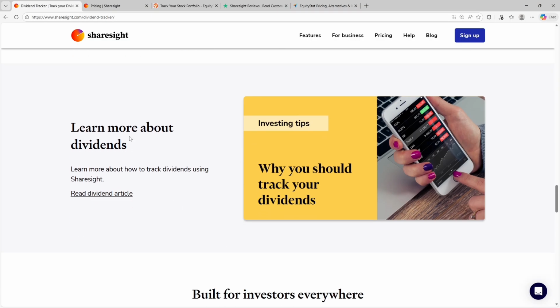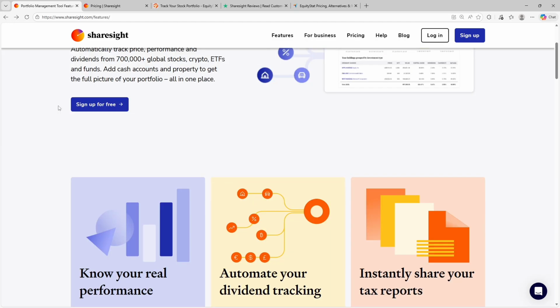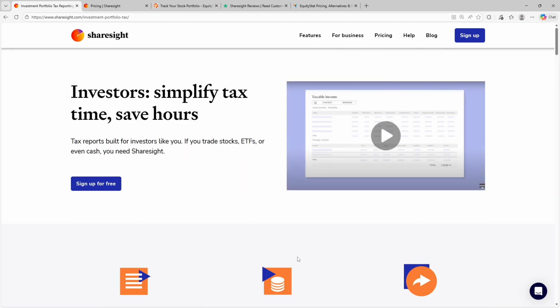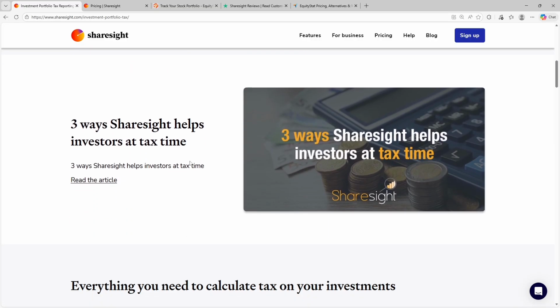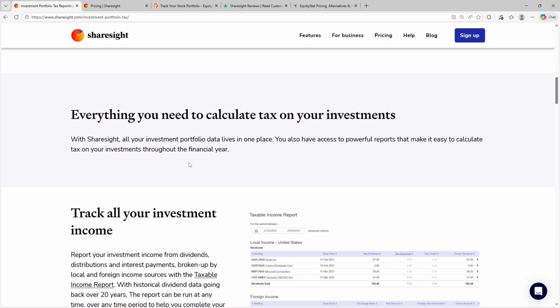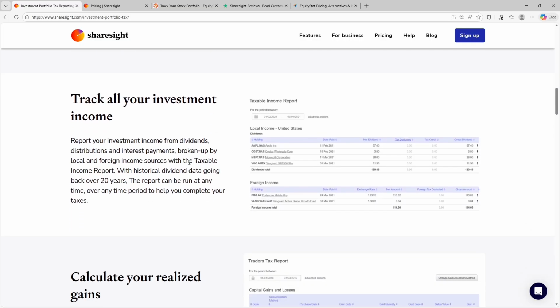The pros of Sharesight are its reliability, depth of reporting, and long-term accuracy. It excels at dividend tracking, performance measurement, and structured portfolio analysis across years. It's especially strong for buy and hold investors who care about income, tax clarity, and consistent reporting.